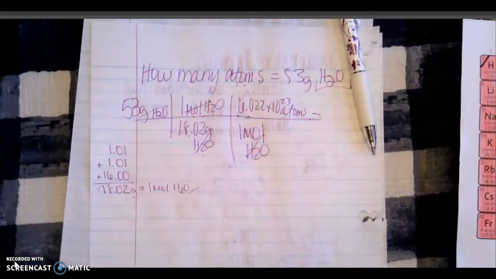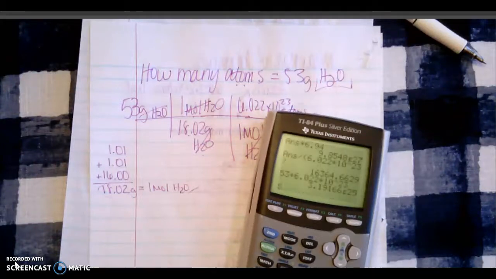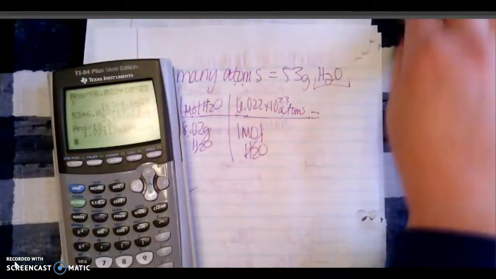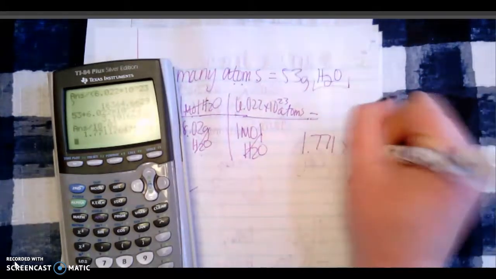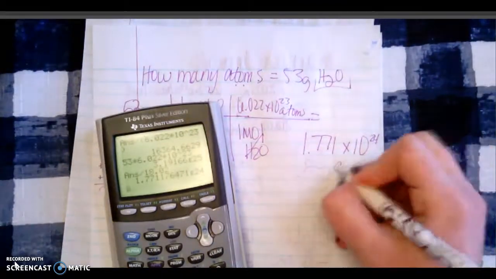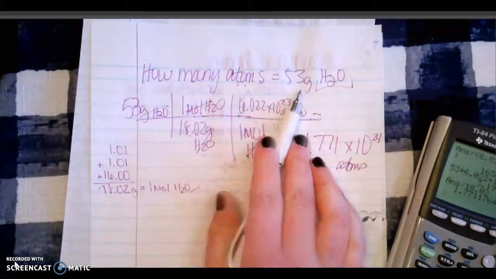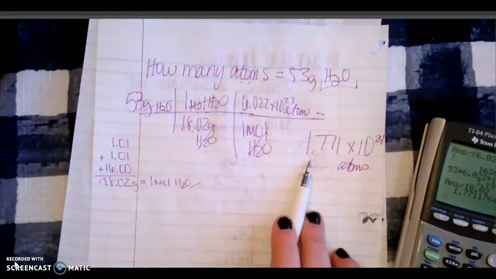So I can go ahead and plug this into my calculator. I've got 53 times 6.022 times 10 to the 23rd. Then I'm going to hit enter because I don't want to mess anything up. And then I will divide by 18.02, which gives me 1.771 times 10 to the 24th atoms. So what that means is that if I have 53 grams of water, I actually have 1.771 times 10 to the 24th individual atoms in that sample.